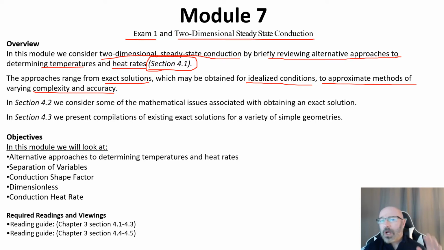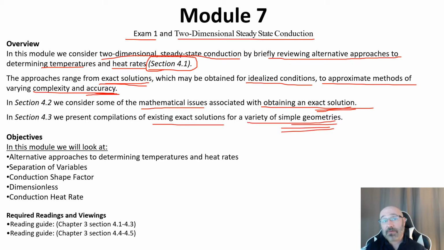Is it more important for us to get an exact solution to this, or are we okay with the accuracy not being quite what we want, but maybe the complexity being a little bit less complicated for us to solve it as well? So what is good enough for our solution will determine which methods we're going to utilize for a lot of these different problems. So we're going to continue on to section 4.2, where we consider some of the mathematical issues associated with obtaining an exact solution and those issues there. And then in 4.3, we're going to present complications of existing exact solutions for a variety of simple geometries. So just looking at these simple geometries.